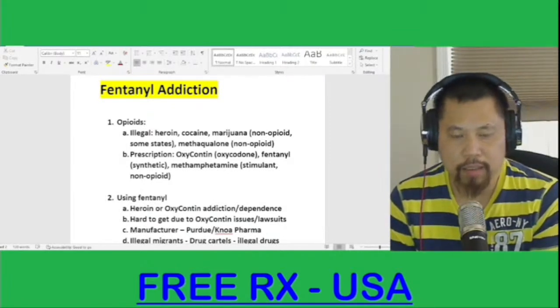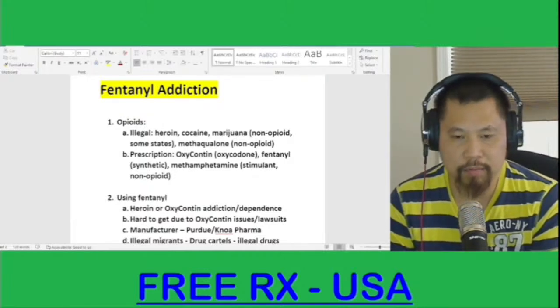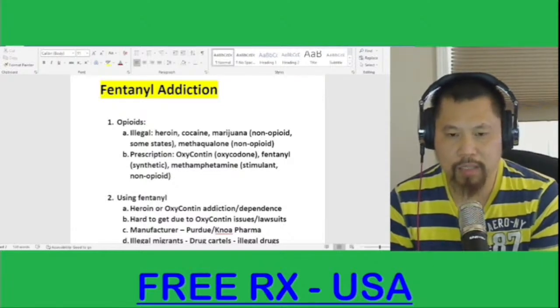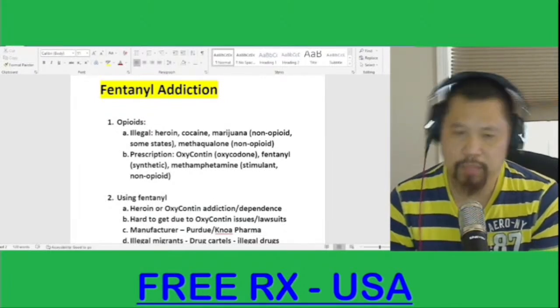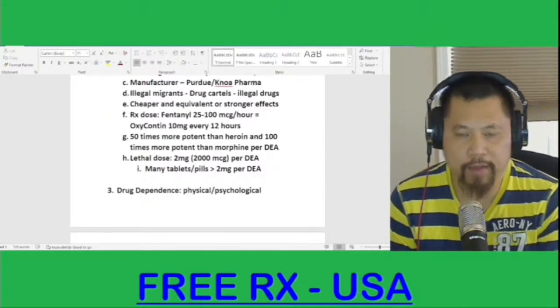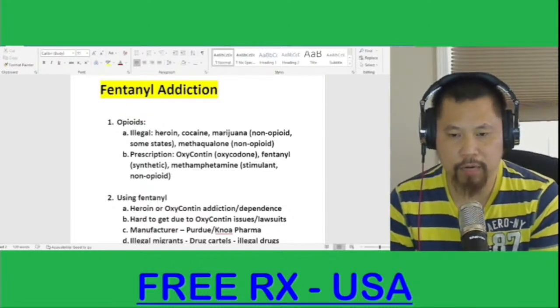Fentanyl is being manufactured a lot nowadays in China, and then it gets into the United States via the Mexico border. People who have heroin or OxyContin addiction or dependence start using fentanyl. Maybe it is more convenient, and it might be cheaper or have stronger effects. The OxyContin supply had some issues because there are ongoing lawsuits against its manufacturer, Purdue Pharma. Purdue Pharma had to file for bankruptcy.